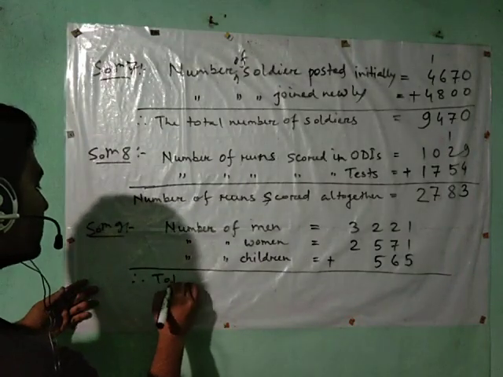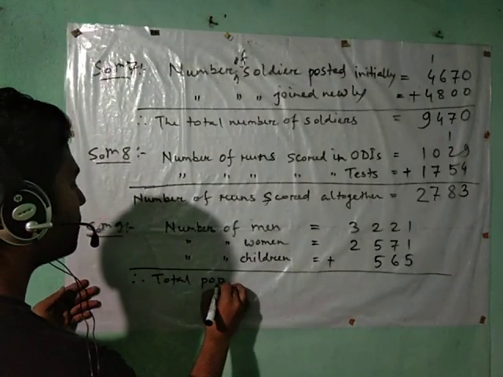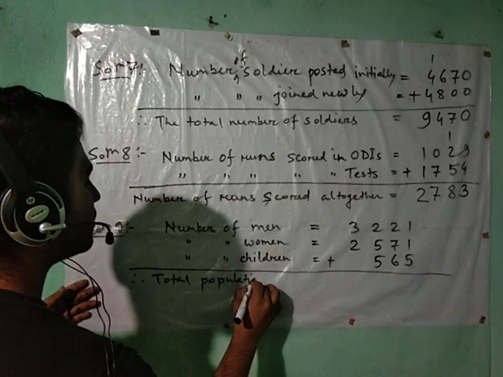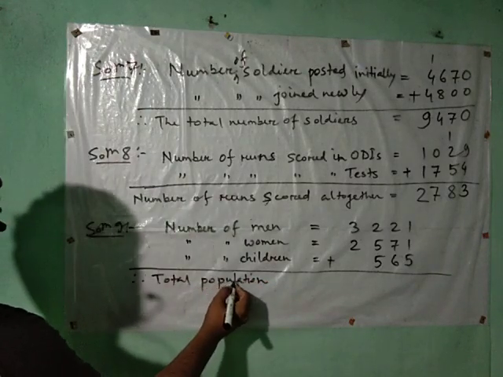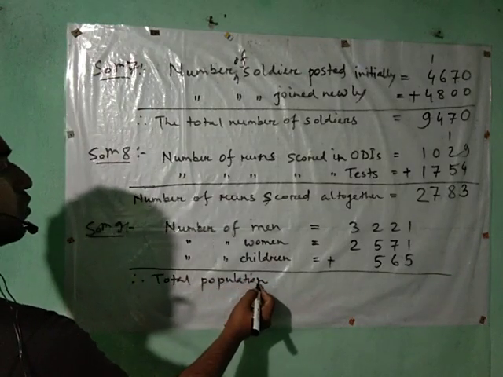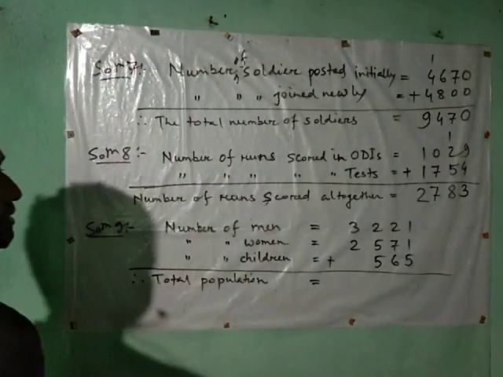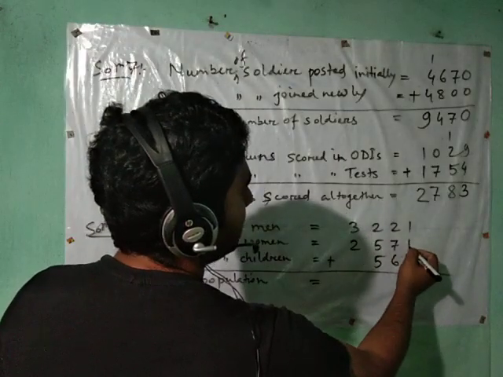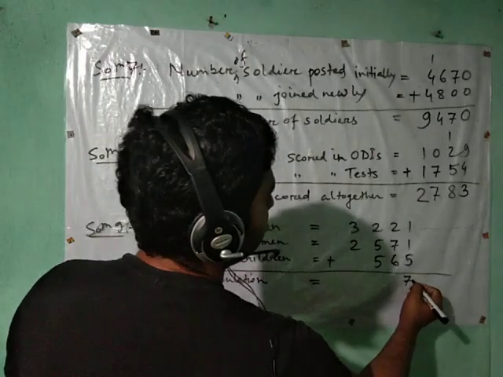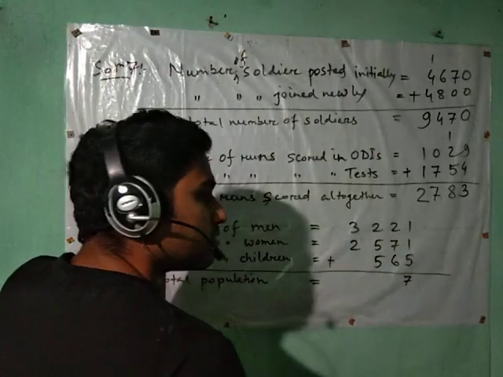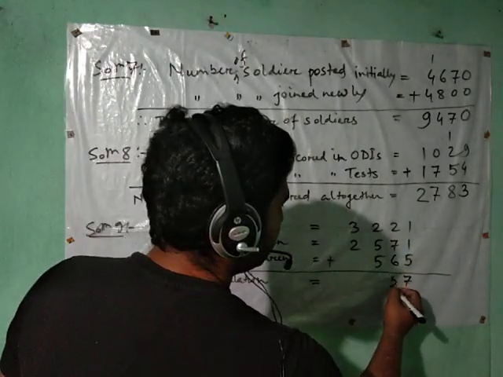Therefore, total population. P-O-P-U-L-A-T-I-O-N. Total population equals to, how will we write? We will add everything. 1 plus 1, 2. 2 plus 5, it will be 7. 2 plus 7, it will be 9. 9 plus 6, it will be 15.